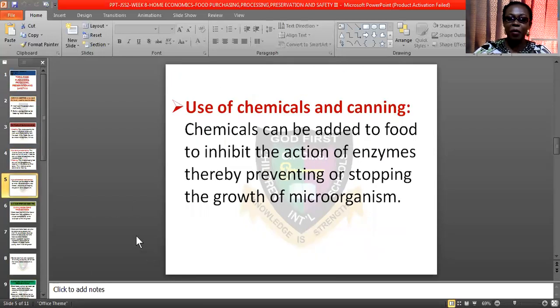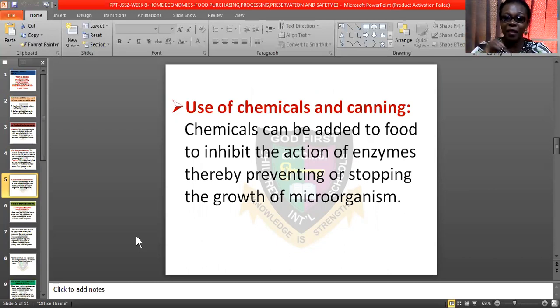We have another one: use of chemicals and canning. Chemicals can be added to food to inhibit the action of enzymes, thereby preventing or stopping the growth of microorganisms. Now, look at it. I want to use this as an example. Beans. Do you know that in the northern part, they use chemicals in preserving beans, the beans we are eating today?